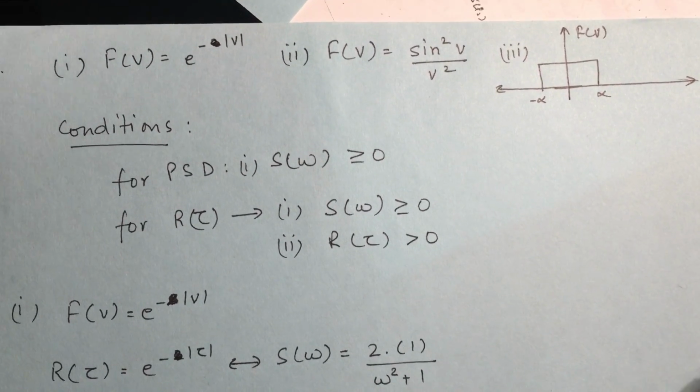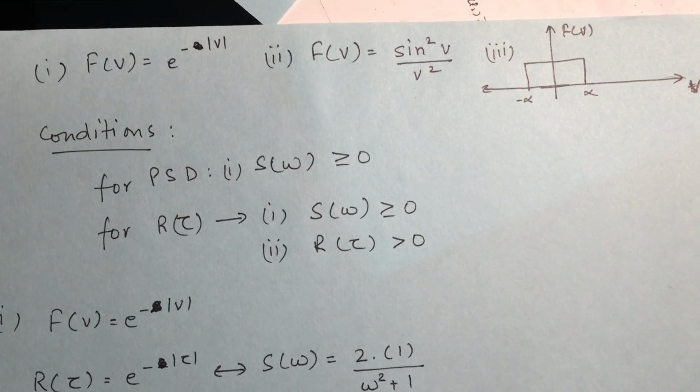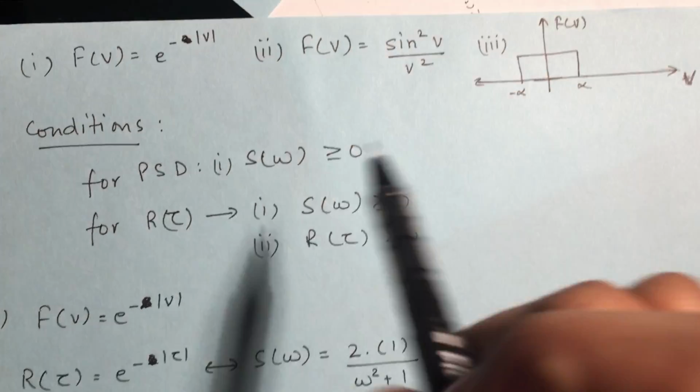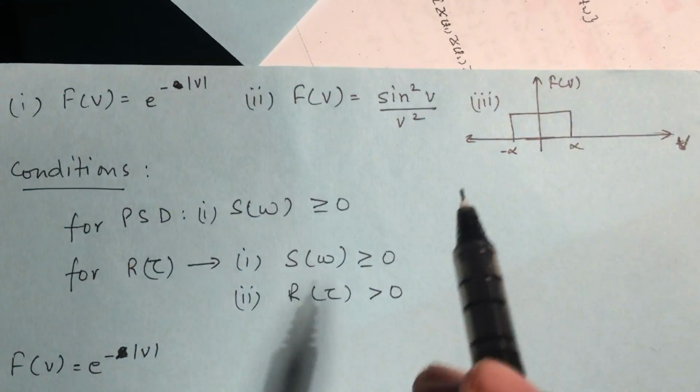Hi, so today we'll be doing question 2 of homework 11 for probability and stochastic processes. The second question says that we're given three functions, which are these three, and we're given them in terms of a variable v.